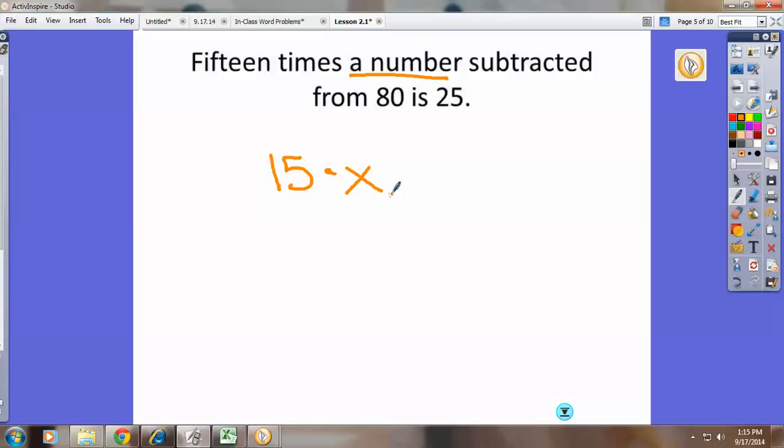It says subtracted from 80. What does subtracted from mean? Means subtraction. 80. What's wrong with what I have there, Dawson? The 80 is supposed to be in front. Why? Because 15x is taken away from 80. Good. We're subtracting it from 80. We're taking it away from 80. Subtracted from is what type of word? A turnaround word. We have to switch the order. So let's rewrite this as 80 minus 15x. We keep going. It says is 25. What does is mean? Equals 25.